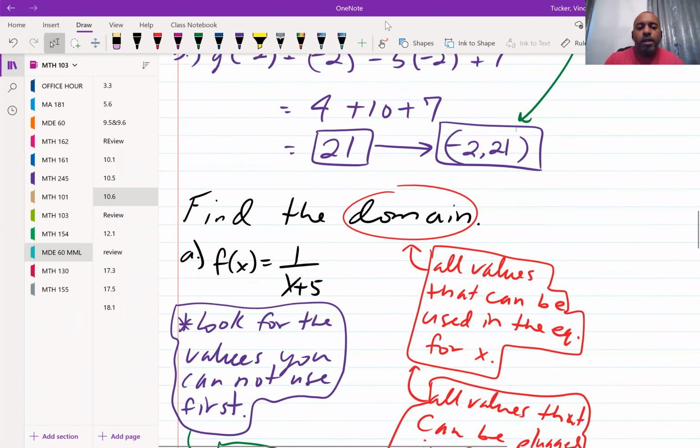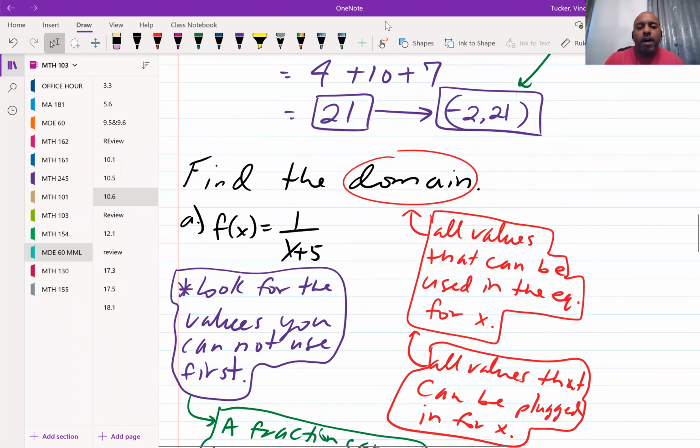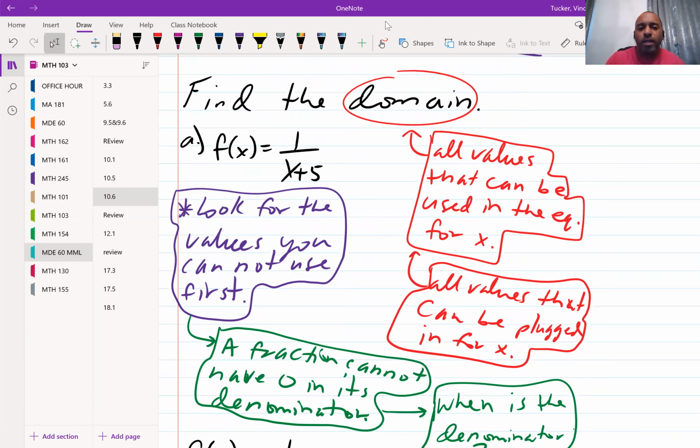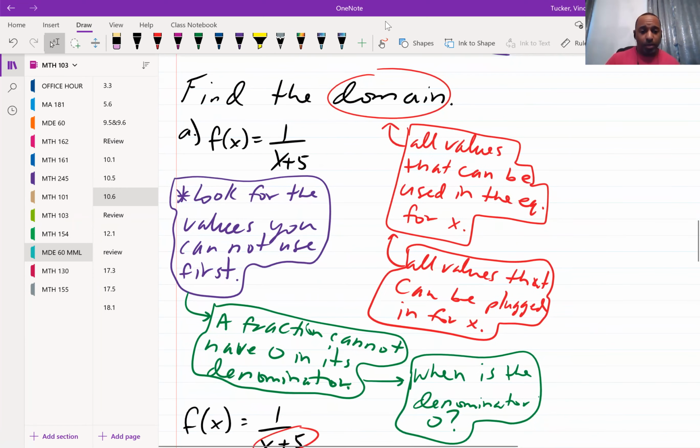Okay. Next exercise, find the domain. So I wrote some notes here before we actually find it, to let you know what the mindset should be before you go into trying to do so. So your domain, talking about the red over here, is going to represent all the values that can be used for the equation for x. In other words, all the values that you can plug in for x.